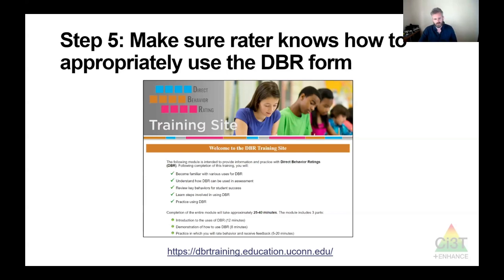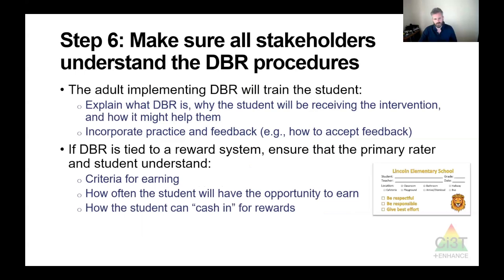I think that's a really good resource. Okay, so moving on to step 6. This is the last step before we go to our next breakout room.